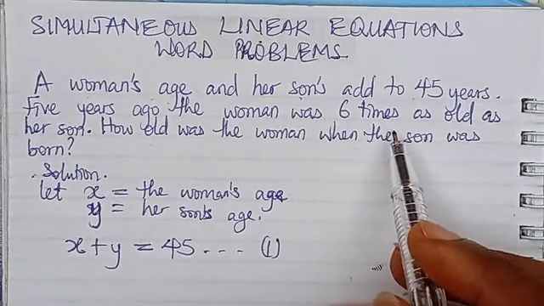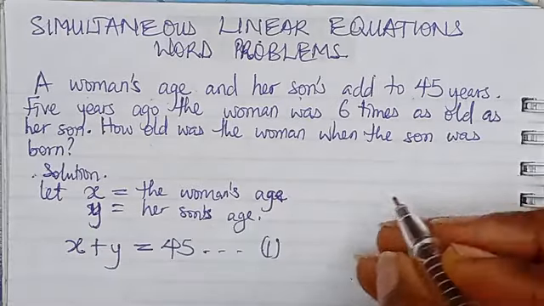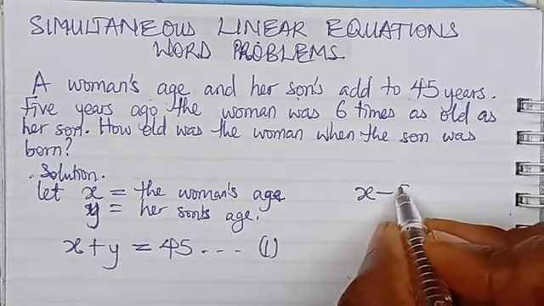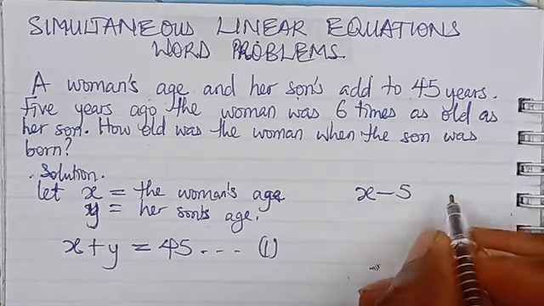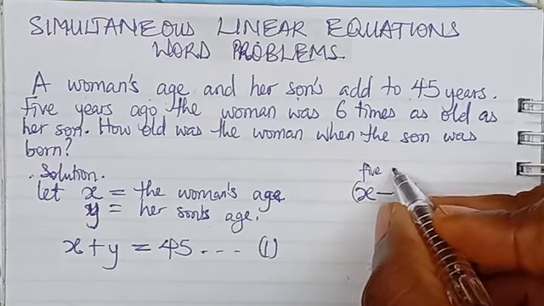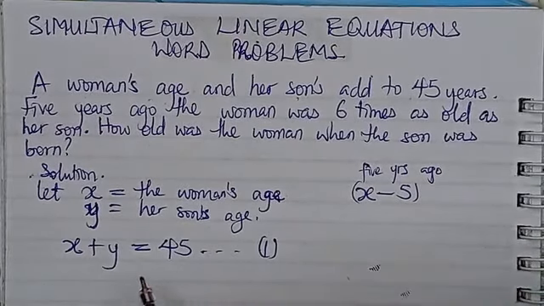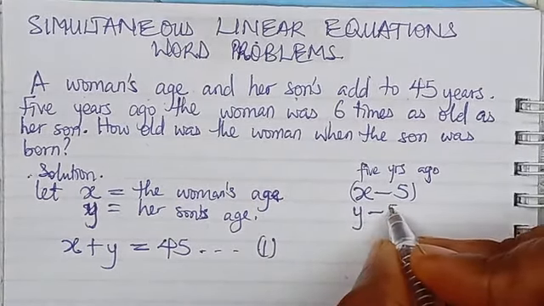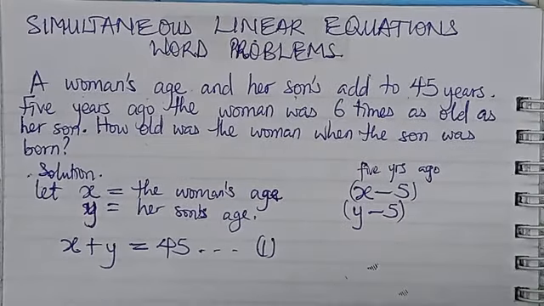5 years ago, the woman was 6 times as old as her son. Now, if the woman is X years old now, that means 5 years ago she is whatever age she is minus 5, right? Good. So 5 years ago, the woman was X minus 5 years old. So this is her age 5 years ago. And that same 5 years ago, her son is also whatever age he is now minus 5. So this is 5 years ago. I believe we understand that, right?